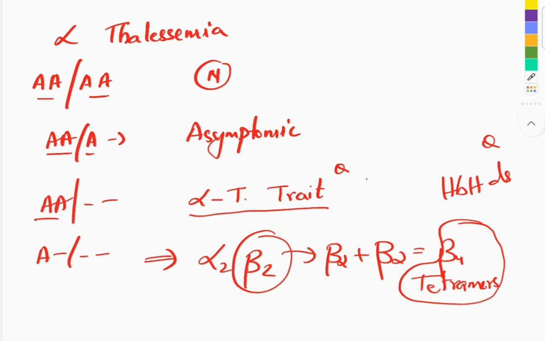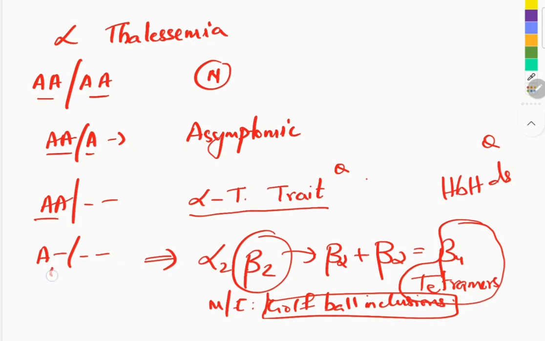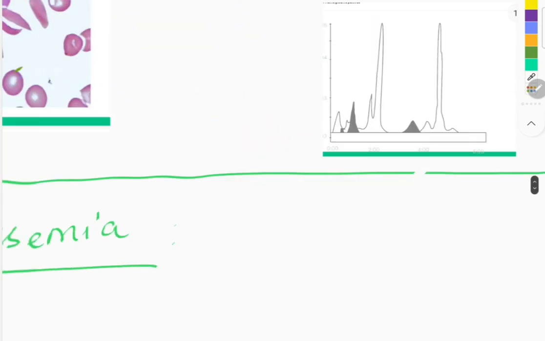See, in HBH disease, on microscopic examination you get to see golf ball inclusions. You get to see golf ball inclusions. I'll show you the picture right now. So just a moment. Remember, golf ball inclusions are seen when three alpha chains are deleted and beta 4 tetramers are formed. The patient is suffering from a disease called HBH disease. In this condition you get to see golf ball inclusions. Now let me show you the picture of golf ball inclusions.